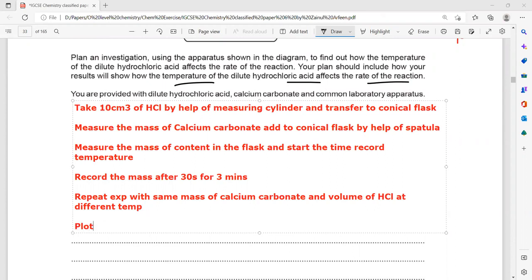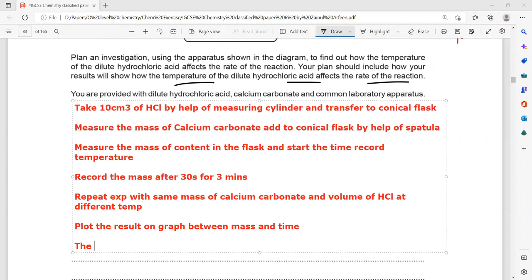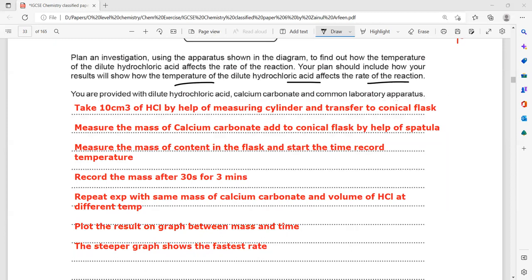Then we can plot the results on a graph between mass and time, and the steeper graph shows the fastest reaction. These are the points you should mention.